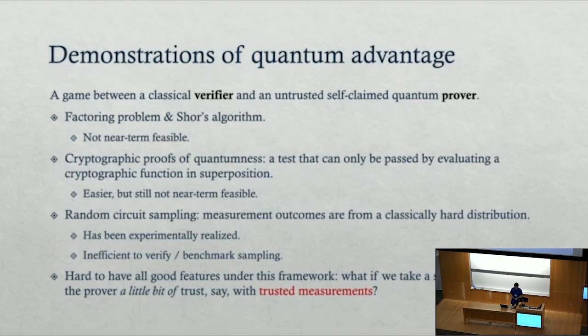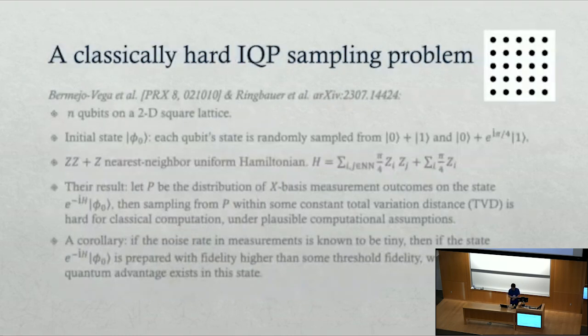So we start to think, what if we take a step back and give the prover a little bit of trust? So it's no longer fully untrusted, but with some other trust that we can give him, like trusted measurements. To talk about what trusted measurements are and why they are useful, I want to first introduce a classically hard IQP sampling problem, which is also the problem that we will be relying on in designing our quantum advantage protocol. We take this result from the Bermejo-Vega et al.